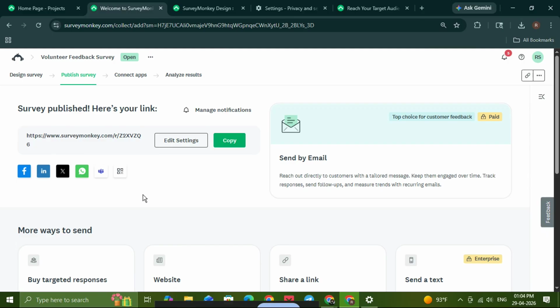So to recap, if you want to fix your SurveyMonkey margin of error, focus on 4 things. Increase your sample size, target the right audience, keep your questions clear, and use random sampling. If you apply all 4, your results will become much more reliable and your margin of error should improve.